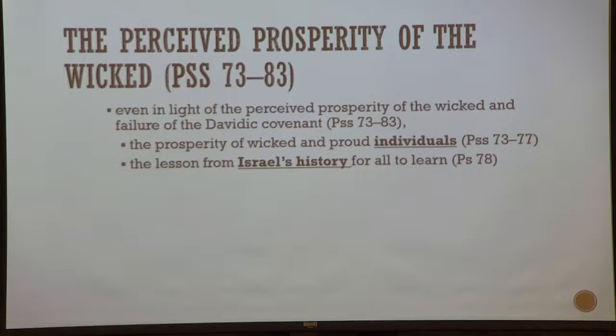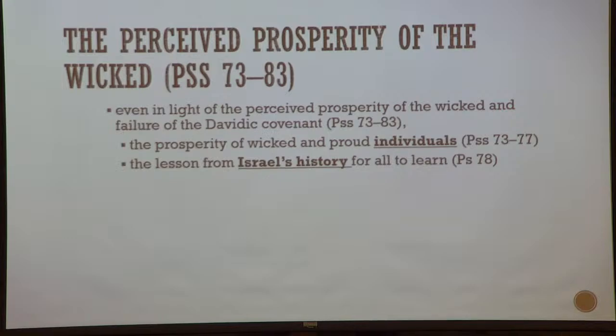when he performed his signs in Egypt and his miracles in the field of Zoan, and turned their rivers to blood, and their streams they could not drink. He sent among them swarms of flies which devoured them, frogs which destroyed them, and gave also their crops to the grasshopper, and the fruit of their labor to the locust. He killed their vines with hailstones, and their sycamore trees with frost. He gave over their cattle also to the hailstones, and their herds to bolts of lightning.